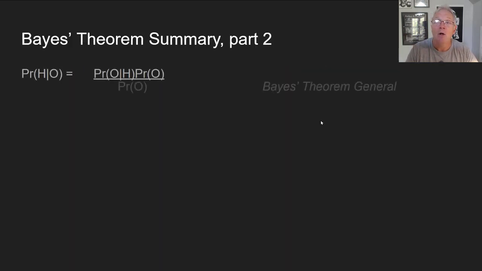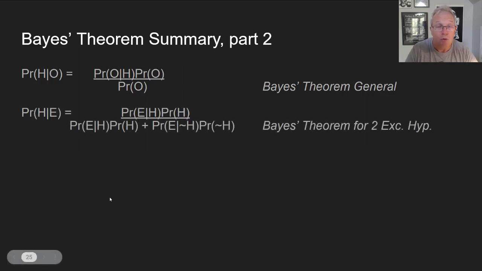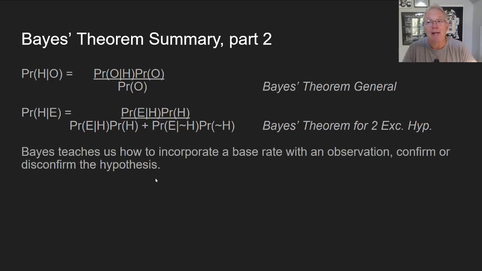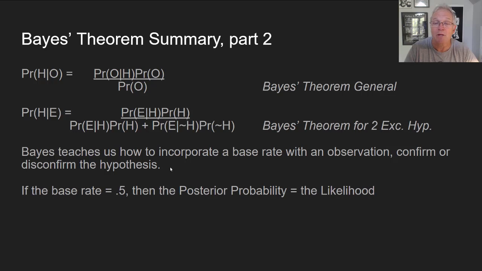Okay, so what have we done? We have been considering Bayes' theorem. This is, again, Bayes' theorem, the general formulation, but we've been looking at Bayes' theorem for two mutually exclusive hypotheses. We've been using this. We just considered blue and black trucks only today. And Bayes is showing us how to incorporate a base rate with an observation where there's percentages or probabilities attached to both of those. And then Bayes is letting us either confirm or disconfirm a hypothesis and update our information and update the strength of our belief on the basis of this new observation.